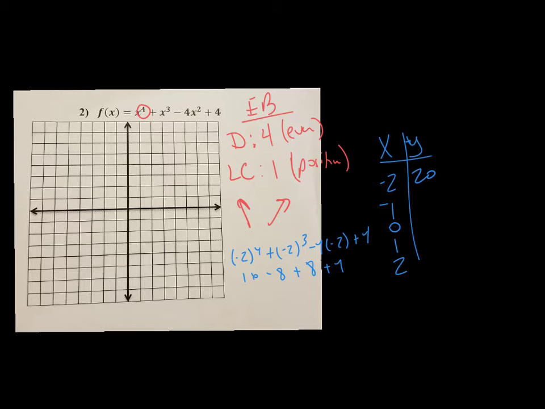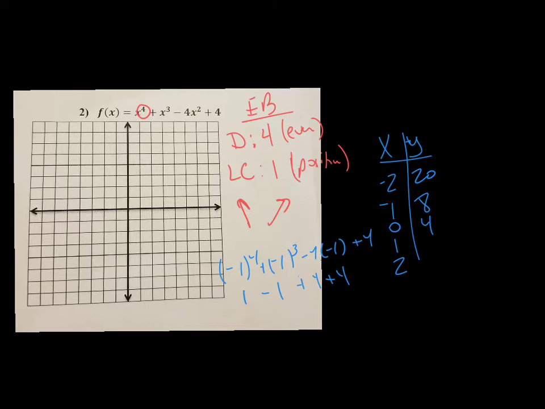Now I do the same thing, but this time I do it with negative 1. So I'm going to put negative 1 in for x. I'm going to do the same exact thing I just did, except I'm going to put negative 1 in for x. So I'm going to say negative 1 to the 4th plus negative 1 cubed minus 4 times negative 1 plus 4. Negative 1 to the 4th is positive 1, minus 1, plus 4, plus 4. I get 8. Plug in 0, I get positive 4.